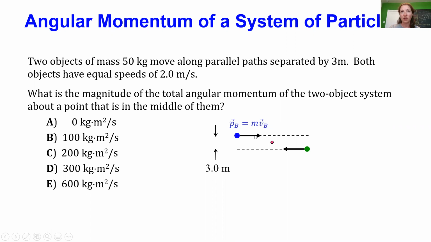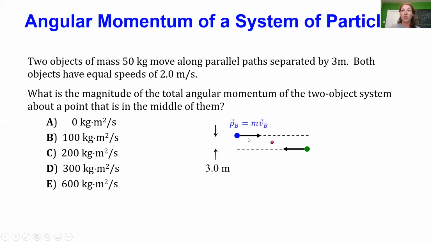The direction of its velocity points to the right, and I know the mass and its speed. So this has a linear momentum of 50 kilograms times 2 meters per second, or 100 kilogram meters per second, and it's directed to the right. But to get angular momentum, we also need to know, first of all, about which point we're calculating the angular momentum. In this case, it's this pink point here.